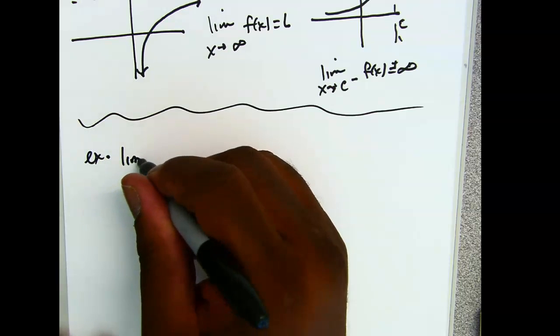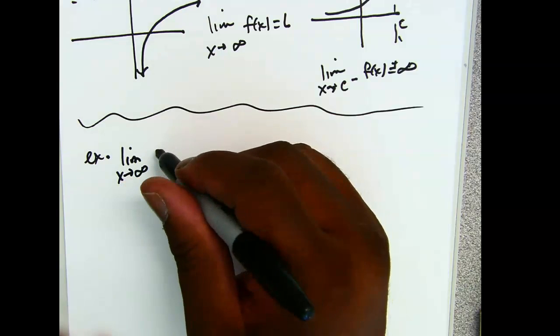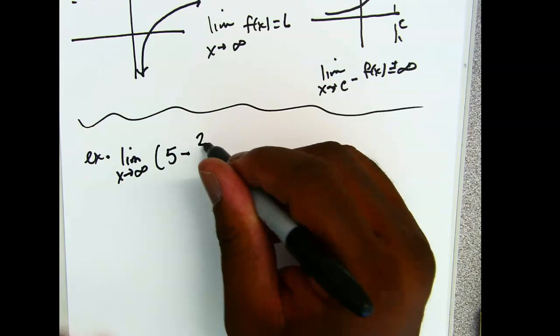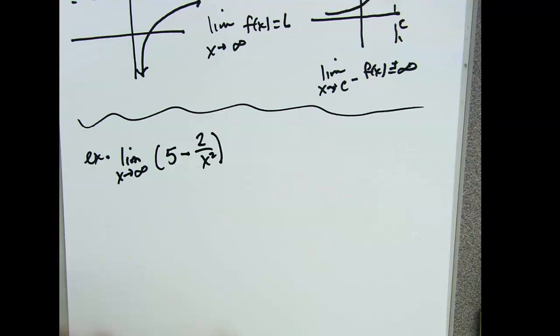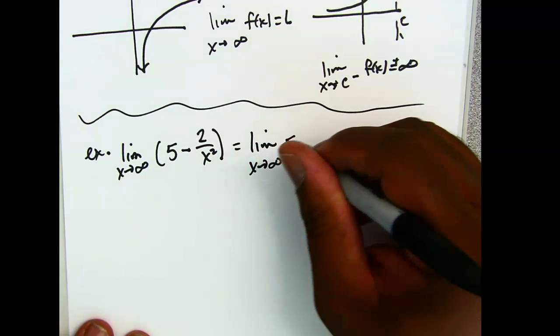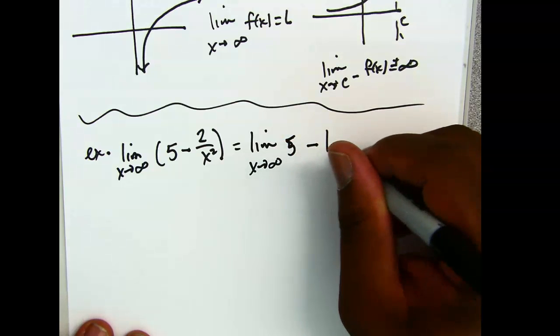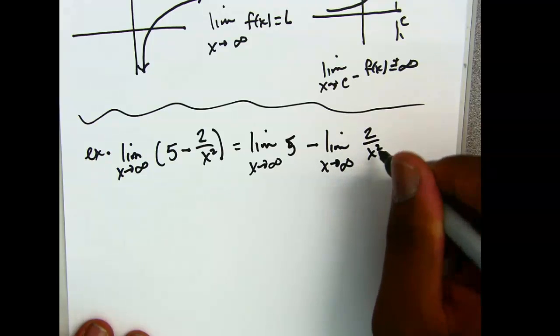What's the limit as x goes to infinity of 5 minus 2 divided by x squared? So remember, the limit of a plus or minus b is the limit of a plus or minus the limit of b. So this is the same thing as the limit as x goes to infinity of 5 minus the limit as x goes to infinity of 2 divided by x squared.